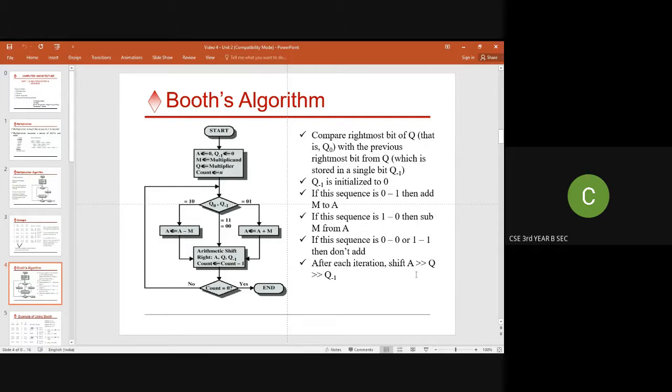After each iteration, we have to do the shifting operation. So A, Q, Q minus 1, we have to shift all of these. In the previous traditional multiplication method, we handle one bit at a time. Now we combine two bits and do the addition operation. So for two bits, we do only one addition and one shifting operation. Thereby we can reduce the number of addition and shifting rounds.